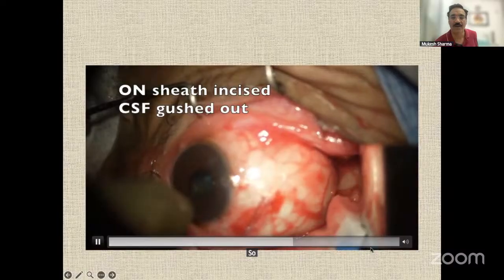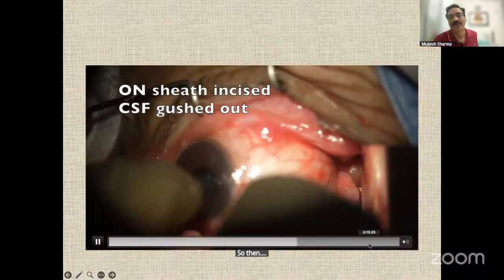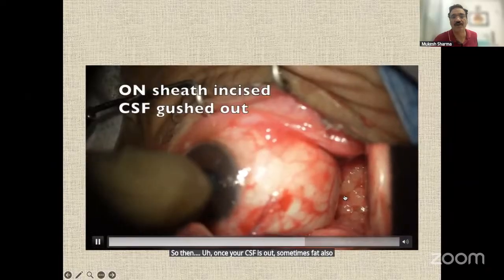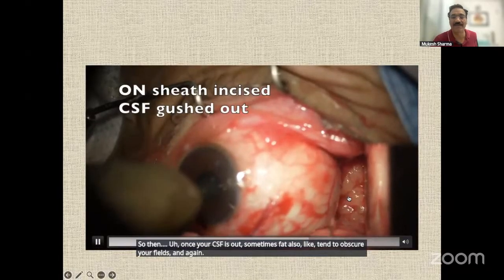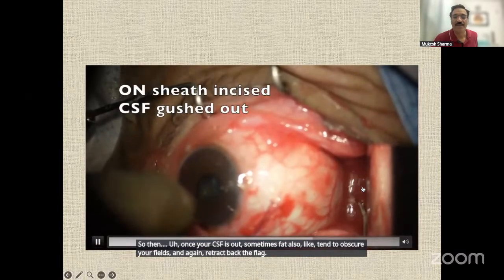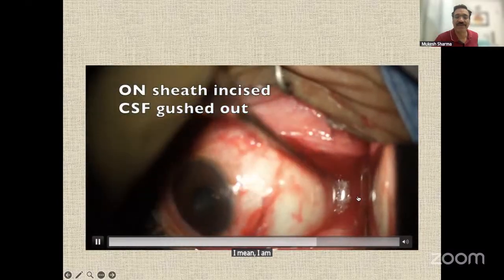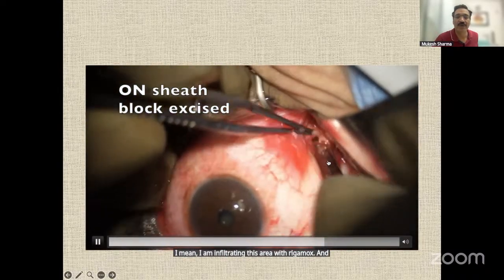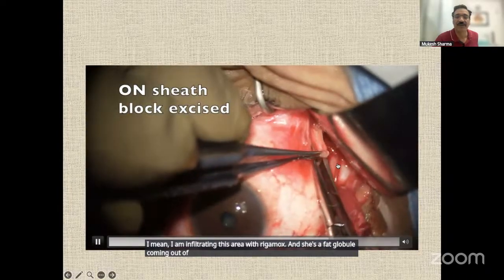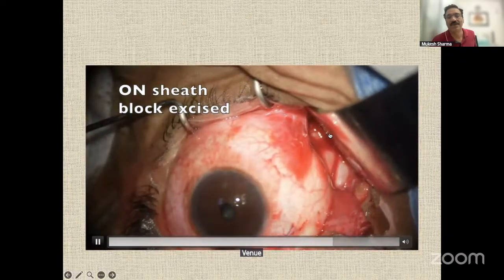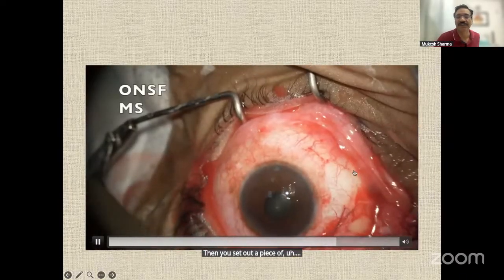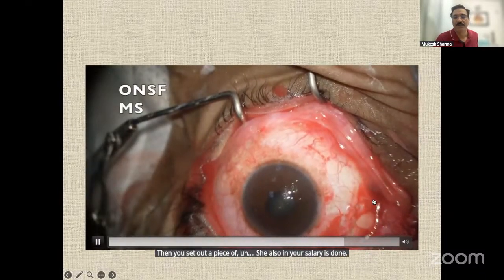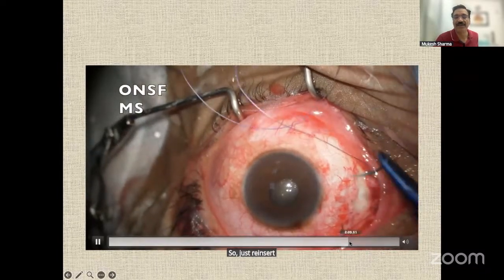Once your CSF is out, sometimes fat tends to obscure your field, so retract the fat back. I am infiltrating this area with Vigamox and you can see the fat globules coming out with the CSF. Then you resect a piece of the sheath also and your surgery is done. Then just reinsert the medial rectus again.